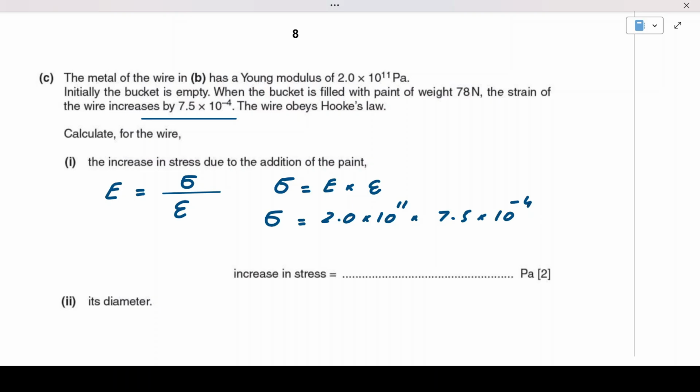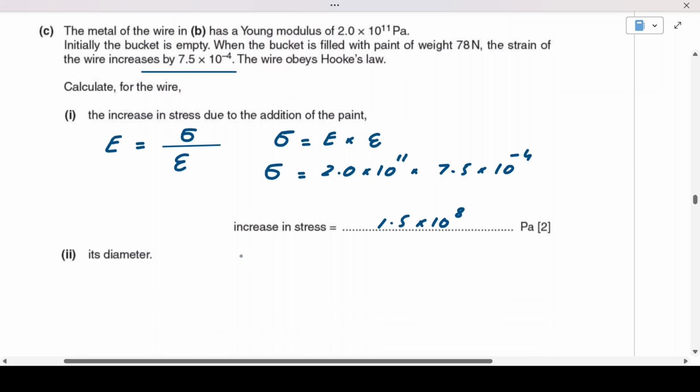2.0 into 10 raised to power 11, multiplied by 7.5 into 10 raised to power minus 4. We get 1.5 into 10 raised to power 8. Okay, the next one we need to find is the diameter.